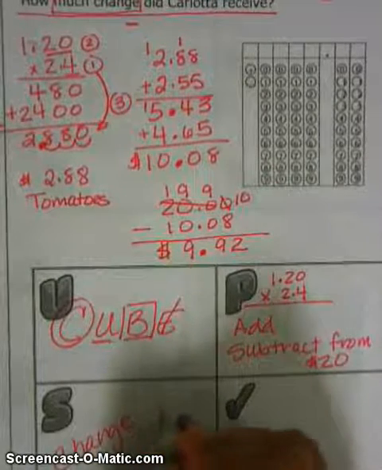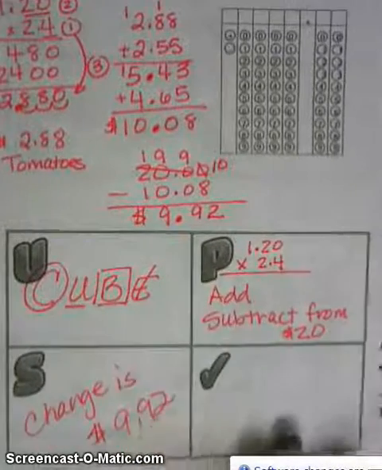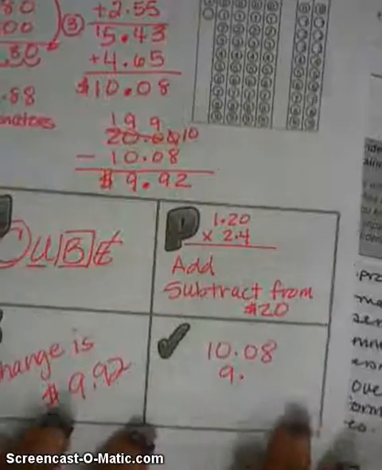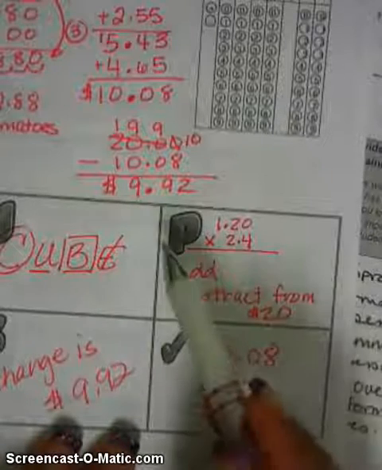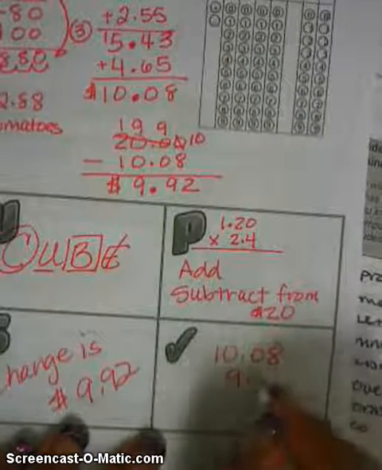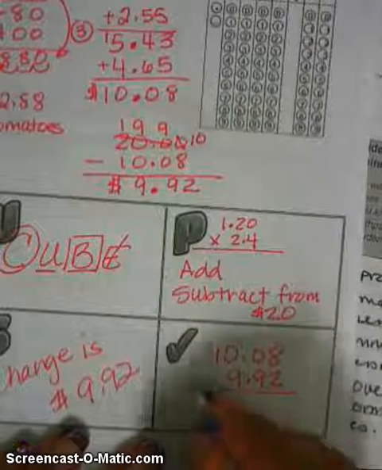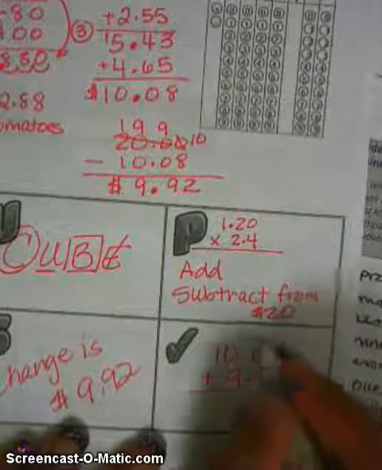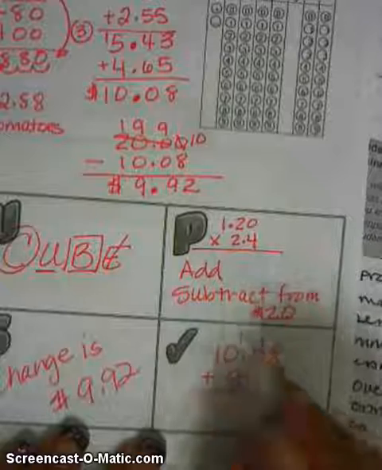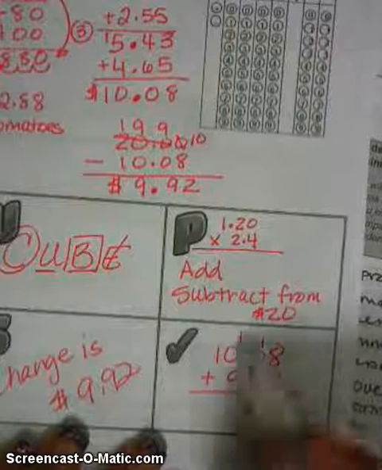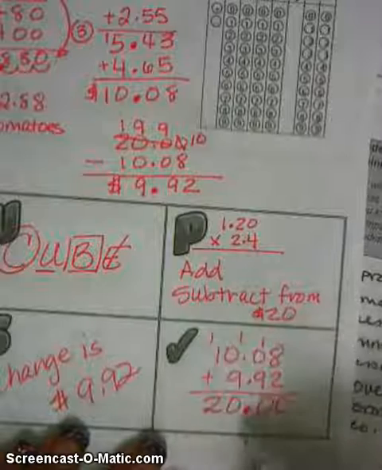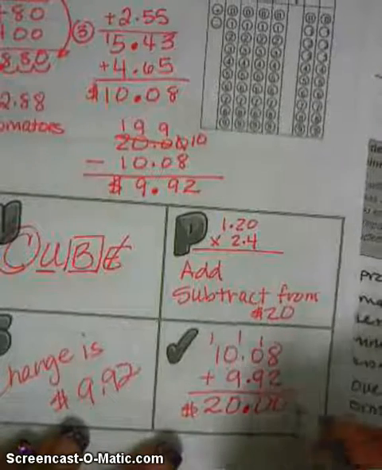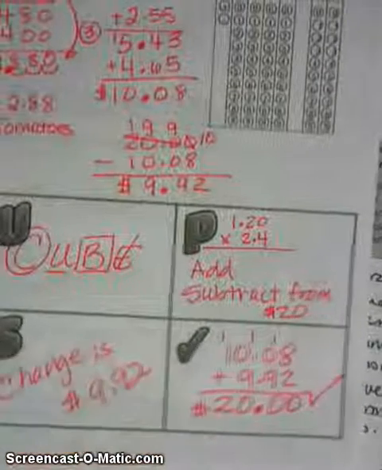Change is $9.92. Now I can check this one pretty easily because I know that $10.08 plus the $9.92 should equal the $20 that I gave her. So I'm going to go ahead and check it. 8 plus 2 is 10. 9 plus 1 is 10. I'm going to put my decimal in the same spot. 9 plus 1 is 10. And when I carry my 1, 1 plus 1 is 2. So yes, I have my $20 that I gave her, so I know that I did my math correctly.